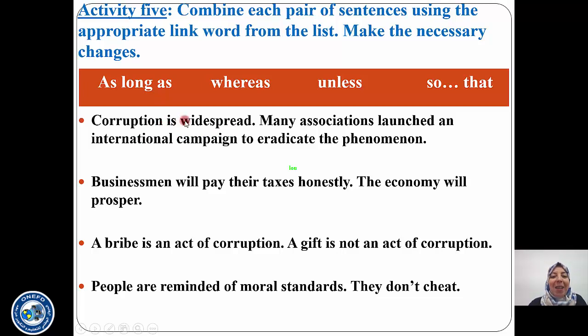Corruption is widespread. Okay, you can find it everywhere. It is widespread. Many associations launched an international campaign to eradicate the phenomenon. All right. So what is expressed here? Is it a condition? No, there is no condition. Is it a contrast? No, there is no difference. Is it a warning? No, there is no warning.